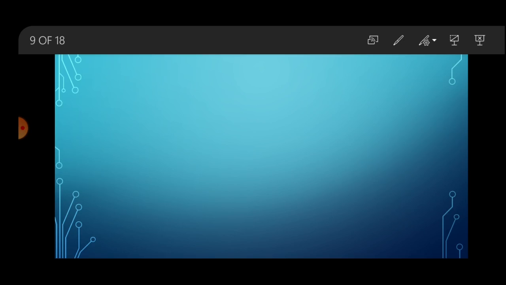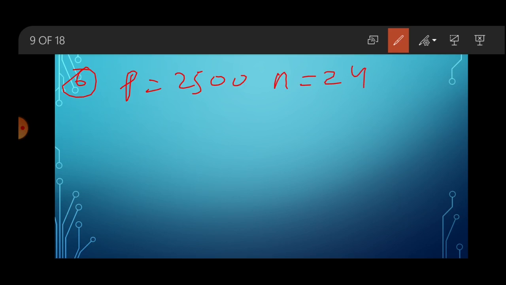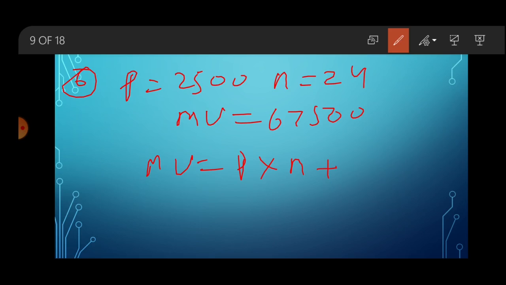Now moving to question number 6, I will solve it for you. Mr. Gupta opened a recurring deposit account in the bank. He deposited 2500 per month for 2 years. So which means your principal is 2500, your N is 24. At the time of maturity he got 67,500. So that is your maturity value. Now you have to calculate the total interest earned by Mr. Gupta.